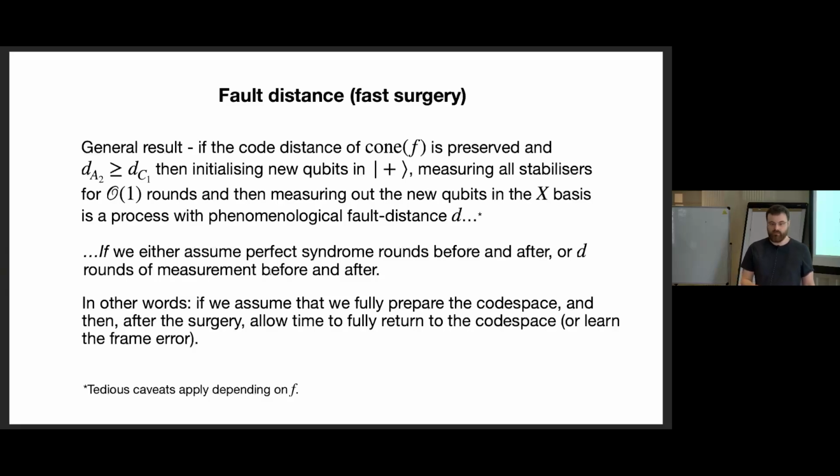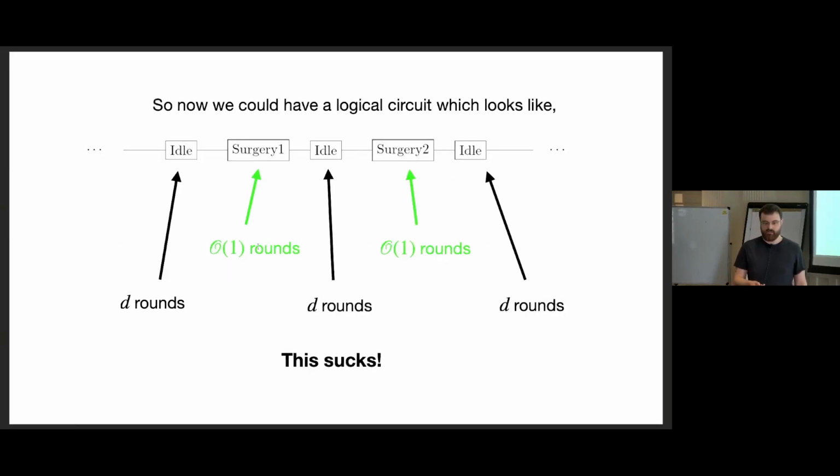which is that this claim here requires either perfect syndrome rounds or D rounds of measurement before and after, and now that is asymptotically a problem, because we could construct a logical circuit composed of these surgeries, where all of my surgeries are super fast, but I'm waiting for D rounds between each one, and so asymptotically, the amortized cost in time of all of my surgeries is still going to be D.